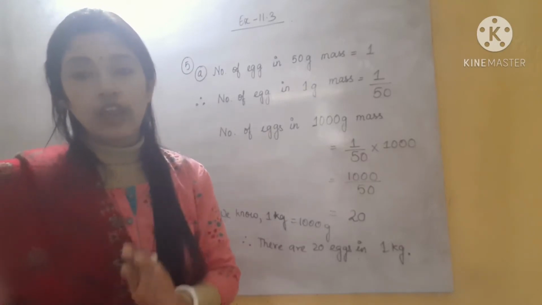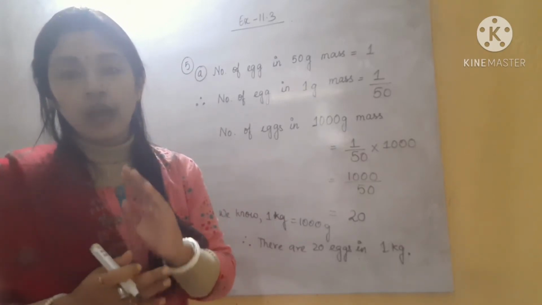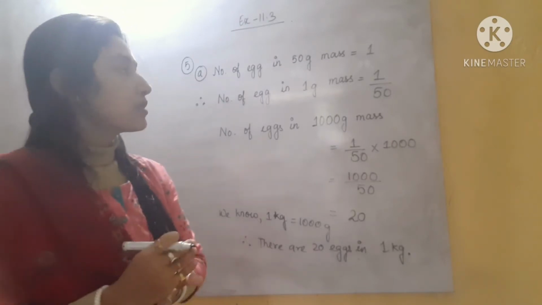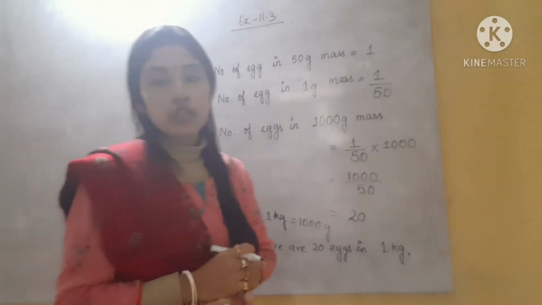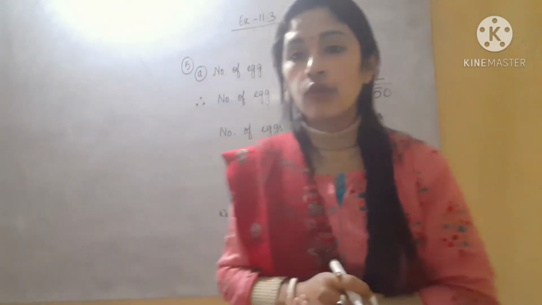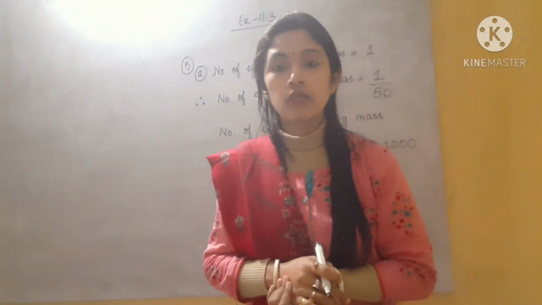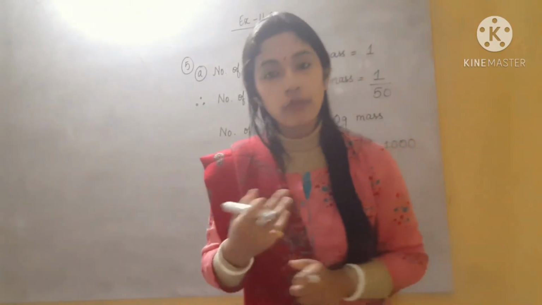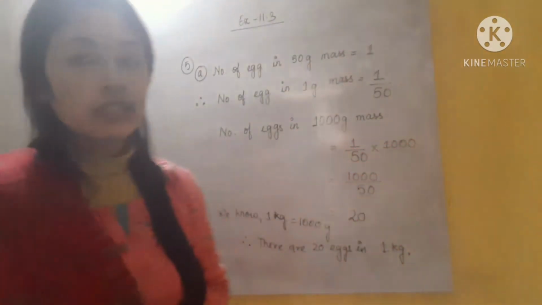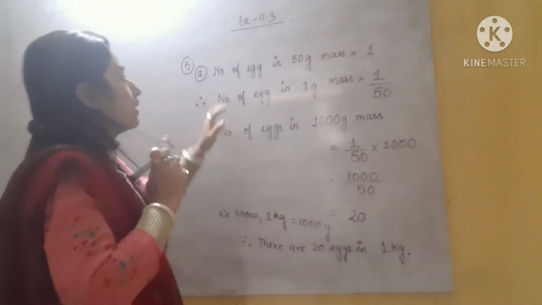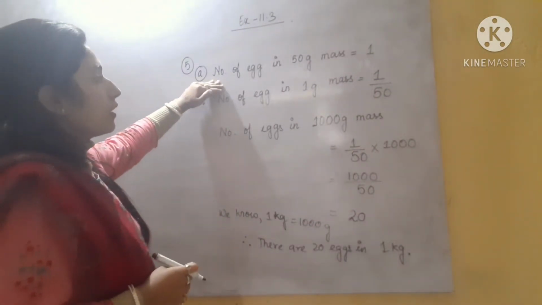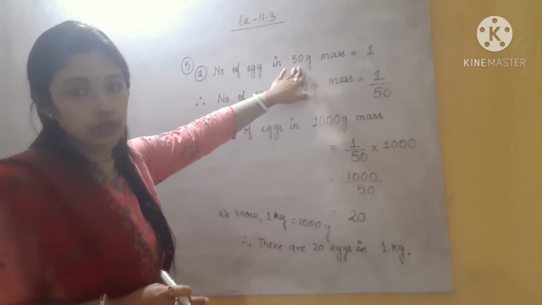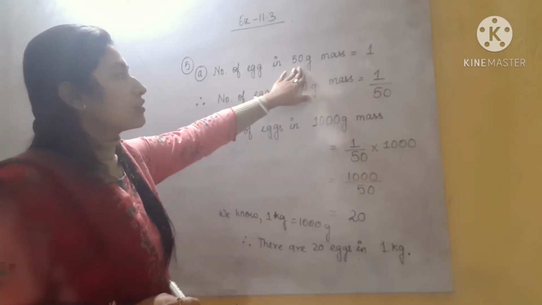So first of all we have to make 50 gram into 1 kg. So how to make it? See, already we have discussed the unitary method. What was the unitary method? First of all we have to find for one, then we can find for many. Here in this question there is only one egg in 50 gram mass. That means the weight of one egg is 50 gram.